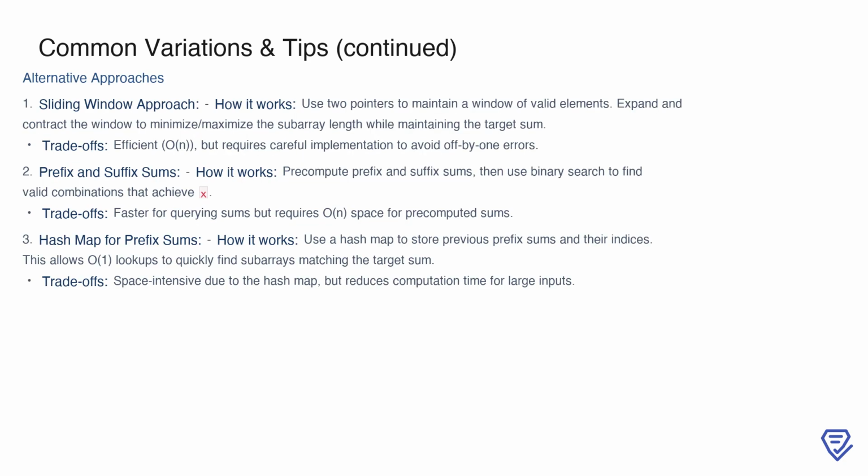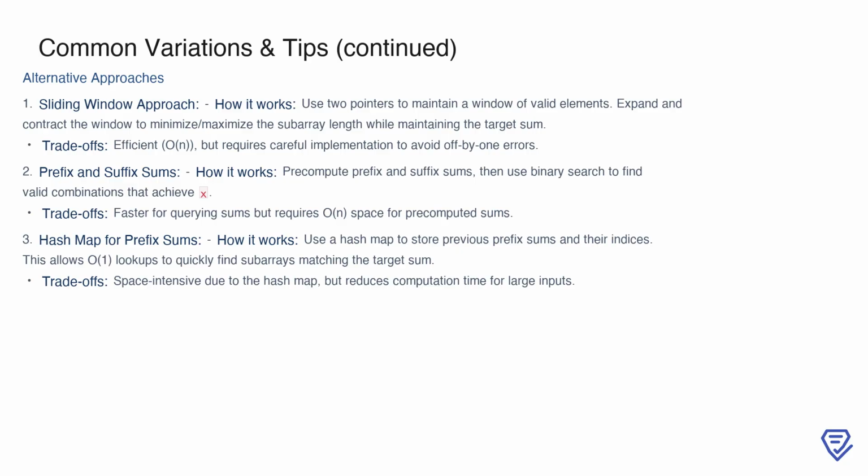There are several alternative approaches to solving this problem efficiently. The sliding window approach involves using two pointers to maintain a valid window of elements. By expanding and contracting the window, you can adjust the subarray length to meet the target sum. This method is highly efficient with O(n) time complexity, but it requires careful handling to avoid off-by-one errors.